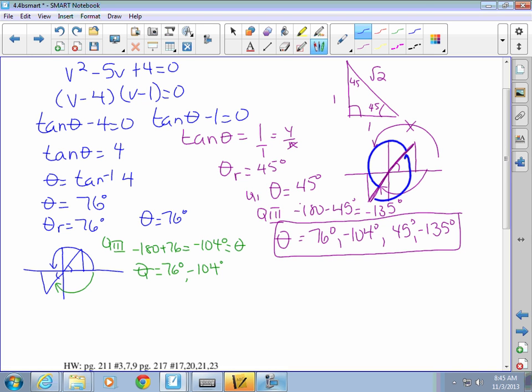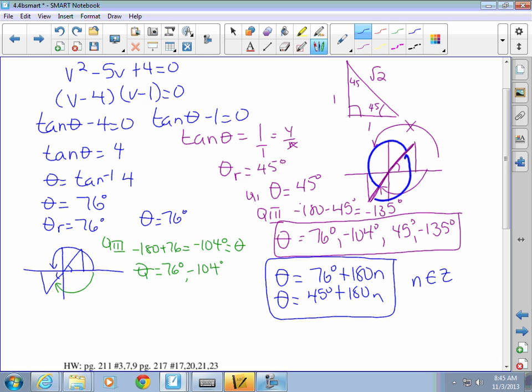Also, for your general solution, you don't need to do it for both of these, because if I go 76 minus 180, I'm going to get that negative 104. So my general solutions would look like this: theta is equal to 76 degrees plus 180n, and theta is equal to 45 degrees plus 180n. Again, n is an element of the integers, so I can do the negative or the positive. That's my general solution, my complete solution.